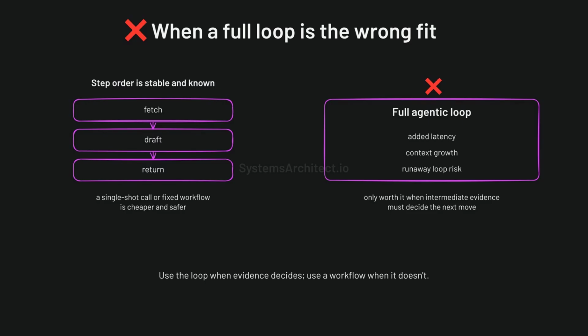Skip a free-form agentic loop when step order is stable and known. A single-shot LLM call or a fixed workflow is cheaper and safer for pure drafting and known lookup patterns. Full loops add latency, context growth, and runaway loop risk that you must actively bound. Use the loop when intermediate evidence must decide the next move. Use a workflow when it doesn't.